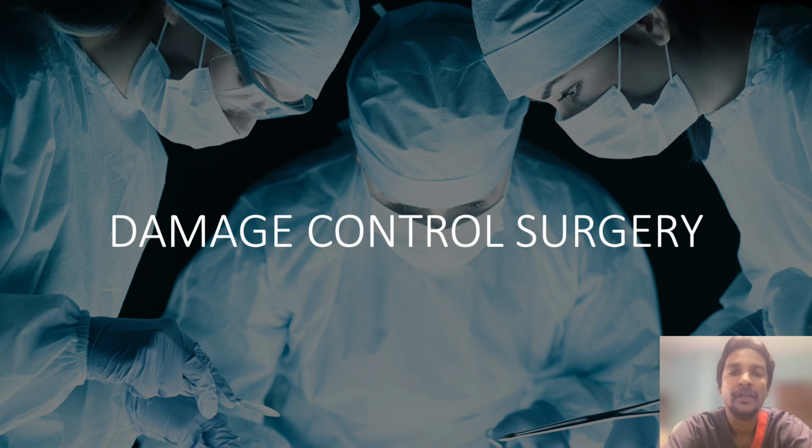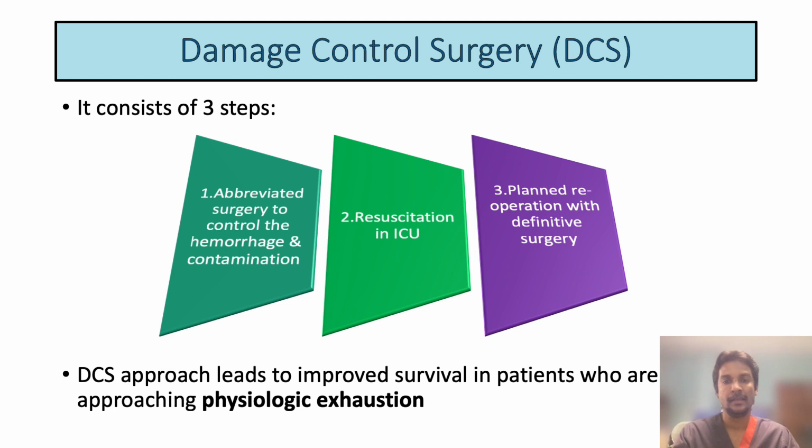The last component of damage control resuscitation is damage control surgery. Damage control surgery is an abbreviated surgery which was found to improve survival in those patients who are approaching physiologic exhaustion. It consists of 3 steps. The first step is short or abbreviated surgery to control the hemorrhage and contamination, followed by resuscitation in ICU, and later on a planned reoperation with definitive surgery once their physiological parameters has normalized.